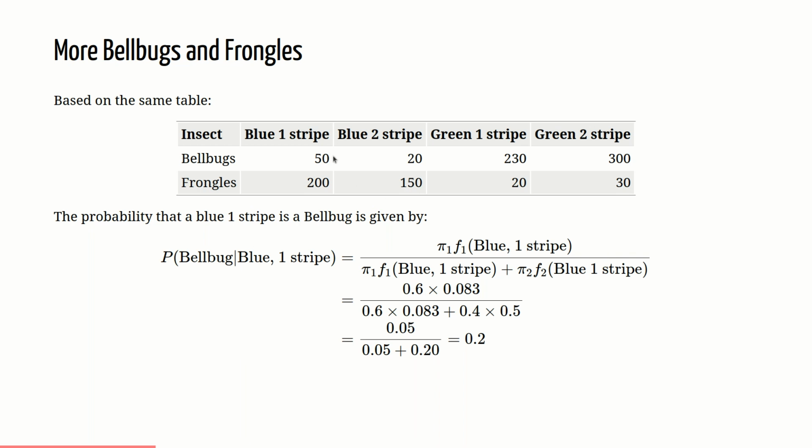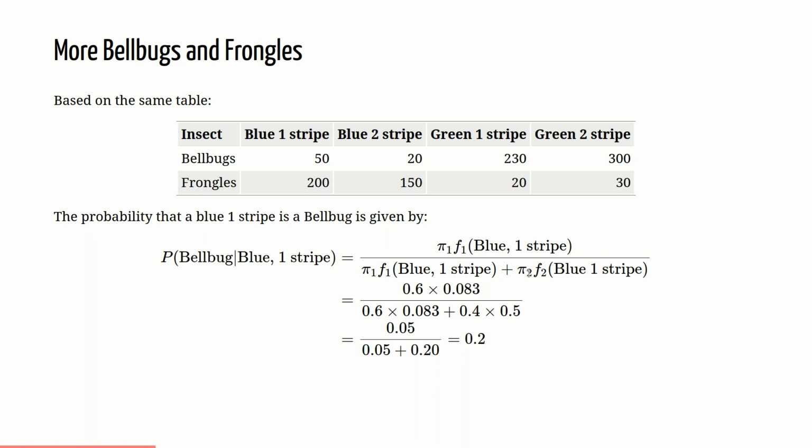F1 blue, one stripe, is going to be 50 out of 600. So again, that's 0.083. So the numerator is 0.6 times 0.083, and then that features down in the denominator as well as the opposite term.